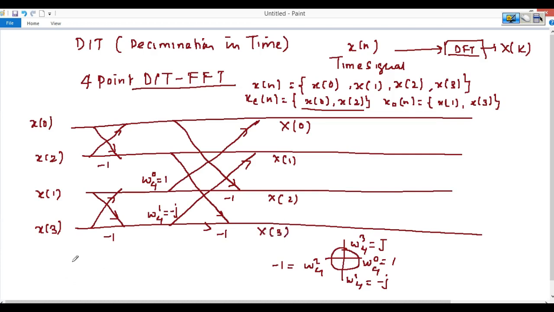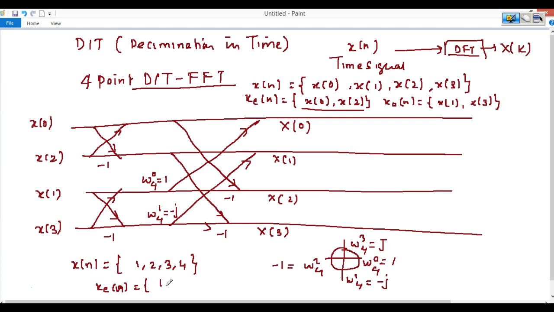Let's see the example. Consider the given x of n, a 4-point sequence, is 1, 2, 3 and 4, and finally you have to convert it to the DFT. So here for x of 0, we'll find it from the even numbers.